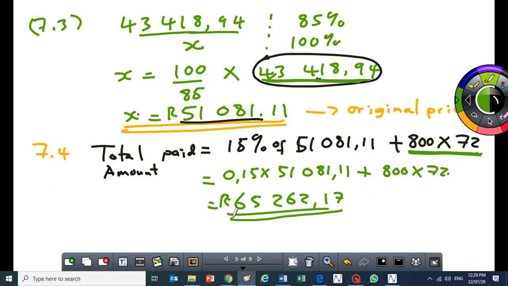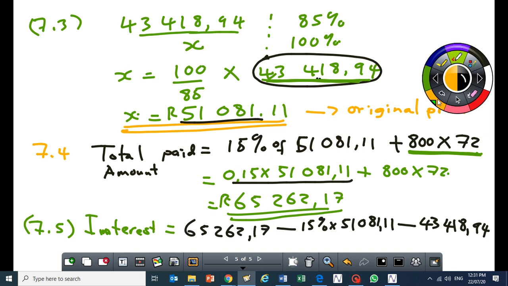It's very important for you to understand what the question is requiring. So be very careful when you're answering the questions. Read the question, understand what the question wants, and know your basics of financial mathematics. Remember here that if you want to calculate the interest, you need to know the total amount that he had to pay off, or the total amount that you spend on the car. So if you don't get 7.4 right, you are likely to get 7.5 wrong. So we need the total that you spend on the car.